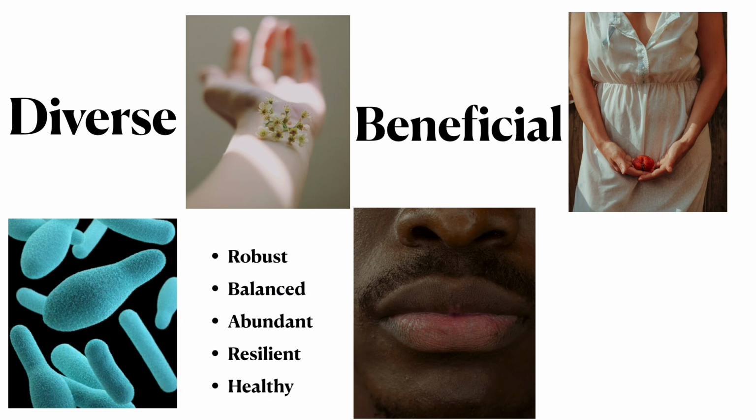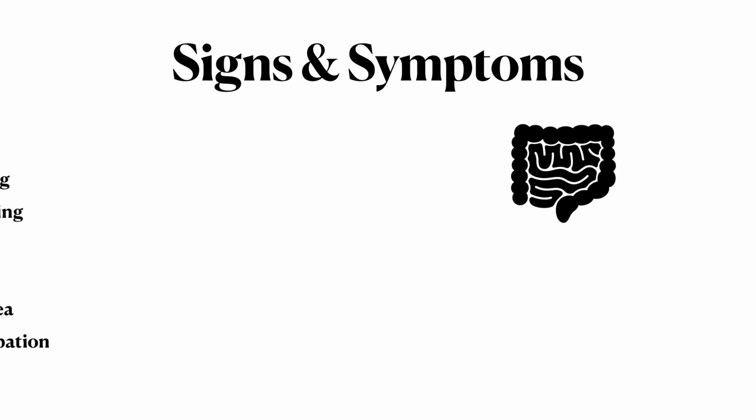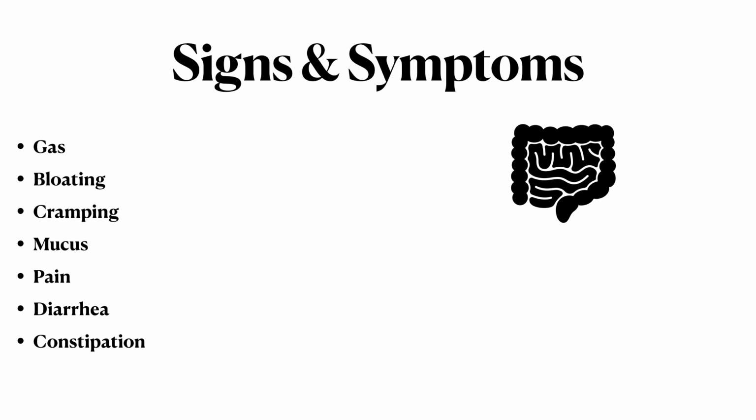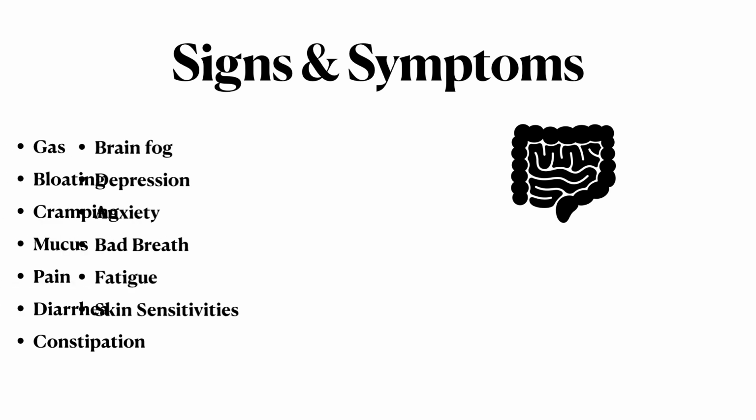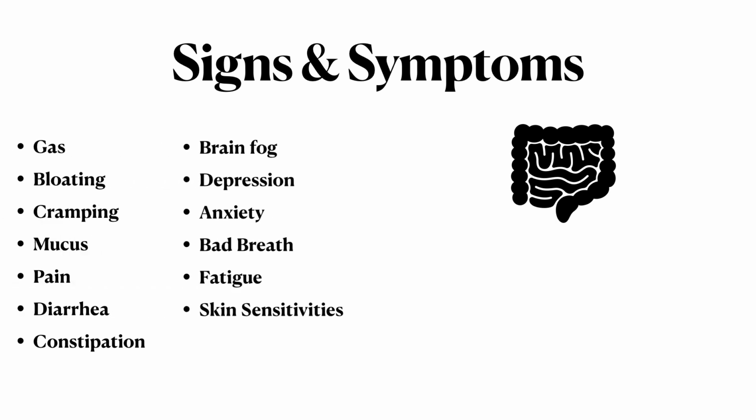A healthy microbiome needs to be diverse, beneficial, balanced, abundant, resilient, flourishing, healthy. These are all the terms that we would associate with a healthy gut microbiome and not with dysbiosis. And what are some of the potential signs and symptoms of dysbiosis? Well, you can have recurrent gas or bloating, cramping, increased mucus in the stool. These are all gastrointestinal things. But you can also have brain fog, anxiety, depression, chronic bad breath, fatigue, irritable bowel syndrome. You can have sensitivities to certain foods. These are all manifestations of dysbiosis.